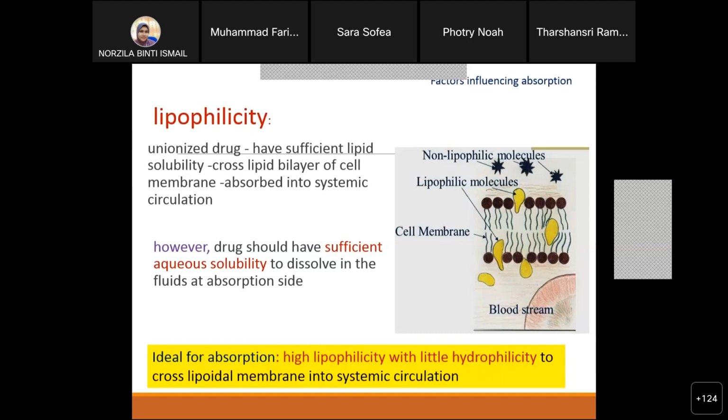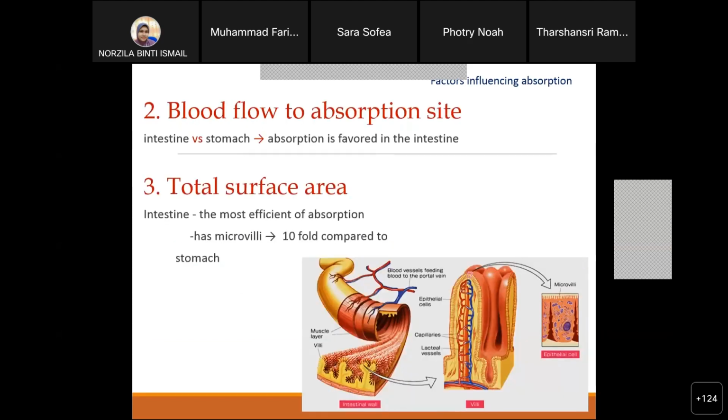Okay, the second factor, blood flow to absorption site. Intestine versus stomach. Okay, which one has more blood vessels? Intestine. Right, so absorption is favored in the intestine. And then the third factor, total surface area. Intestine has more surface area compared to stomach, because it has microvilli, which is tenfold compared to stomach. So it has more surface area for absorption.